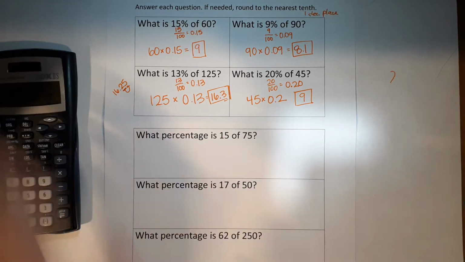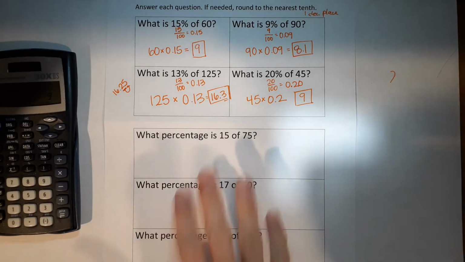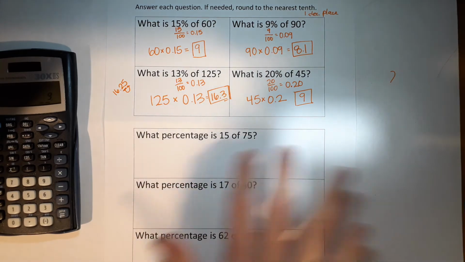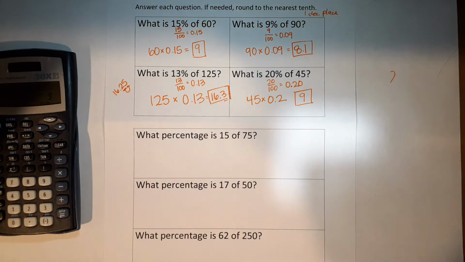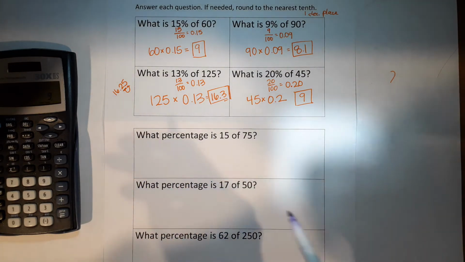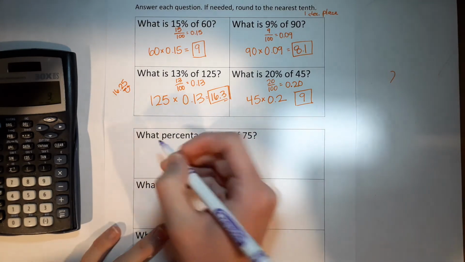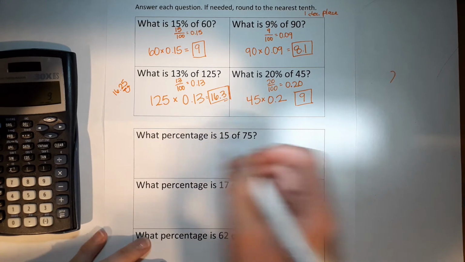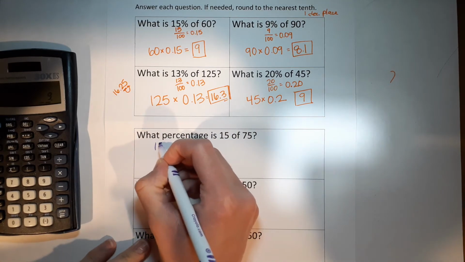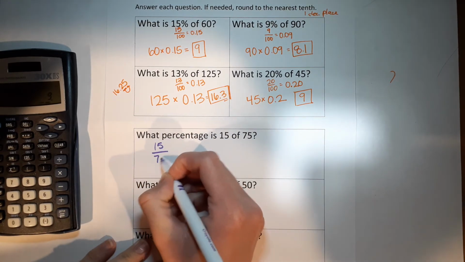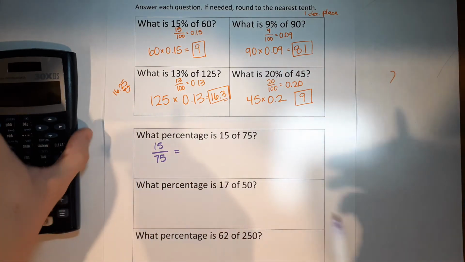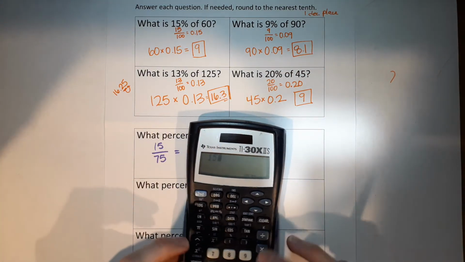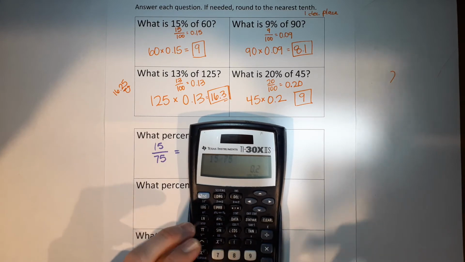All right, you might have some that look like this where they give you the two numbers and they want to know what the percentage is. Okay, well, we kind of already did this in that example I showed you. So what percentage is 15 of 75? I can just write this as 15 over 75. And I'm just going to divide that. Okay, 15 divided by 75 gives me 0.2.